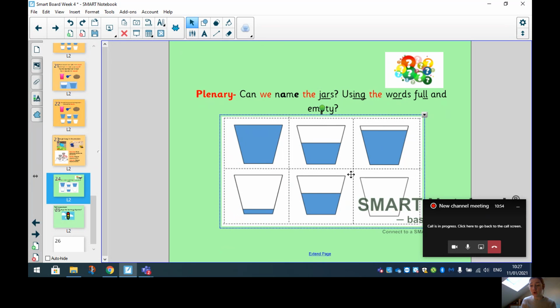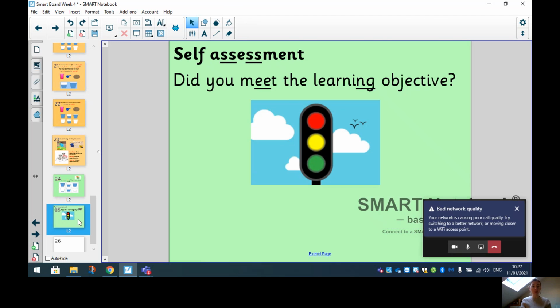Now we've done this one already. We said it was either half full or half empty. And the last one has got nothing inside. So we would say this one is empty. Okay, have a little explore at home and let me know how you get on.